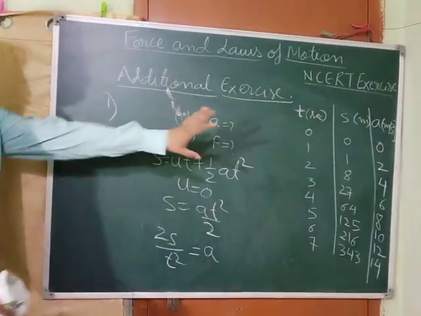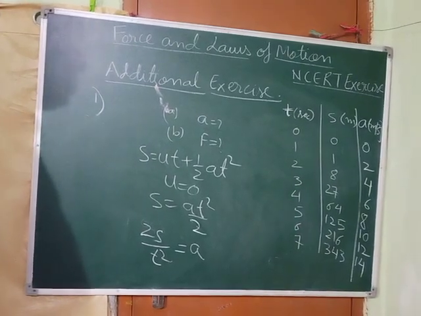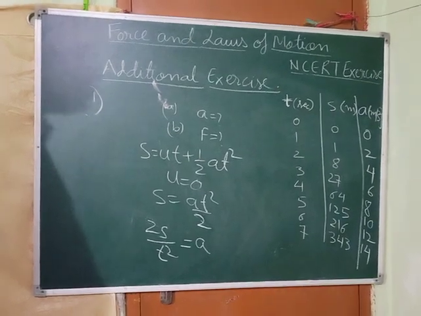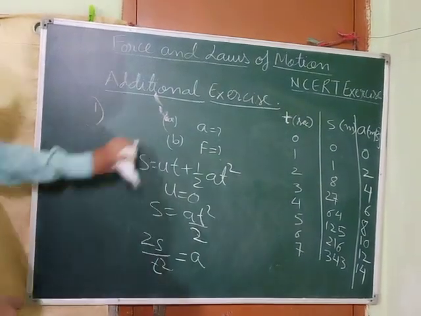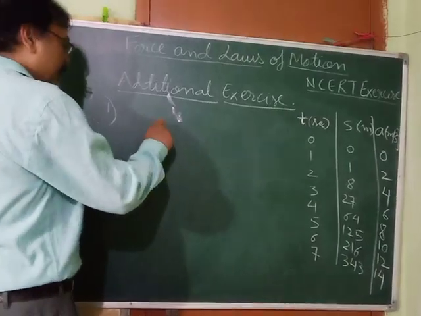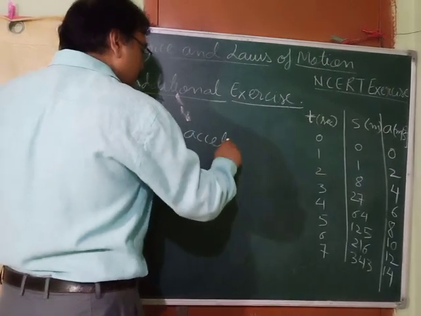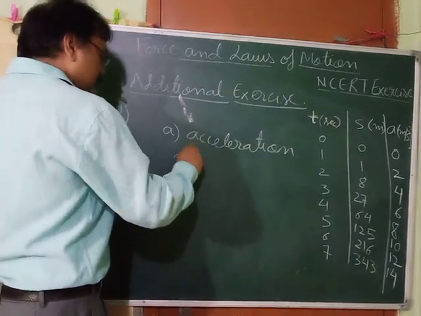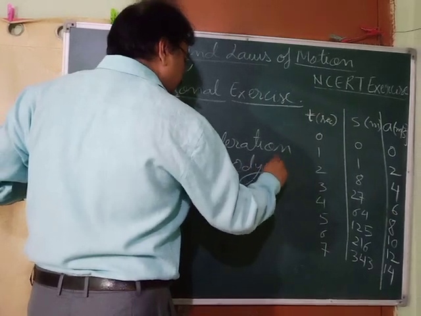Now by seeing this, what you can say? Acceleration is constant. It is increasing or decreasing? Just check it. 0 meter per second square, 2 meter per second square, then 4 meter per second square, then 6, then 8, then 10, then 12, then 14. So we can say that acceleration is increasing. Okay, so you can write the answer of part A. Okay, acceleration is increasing.